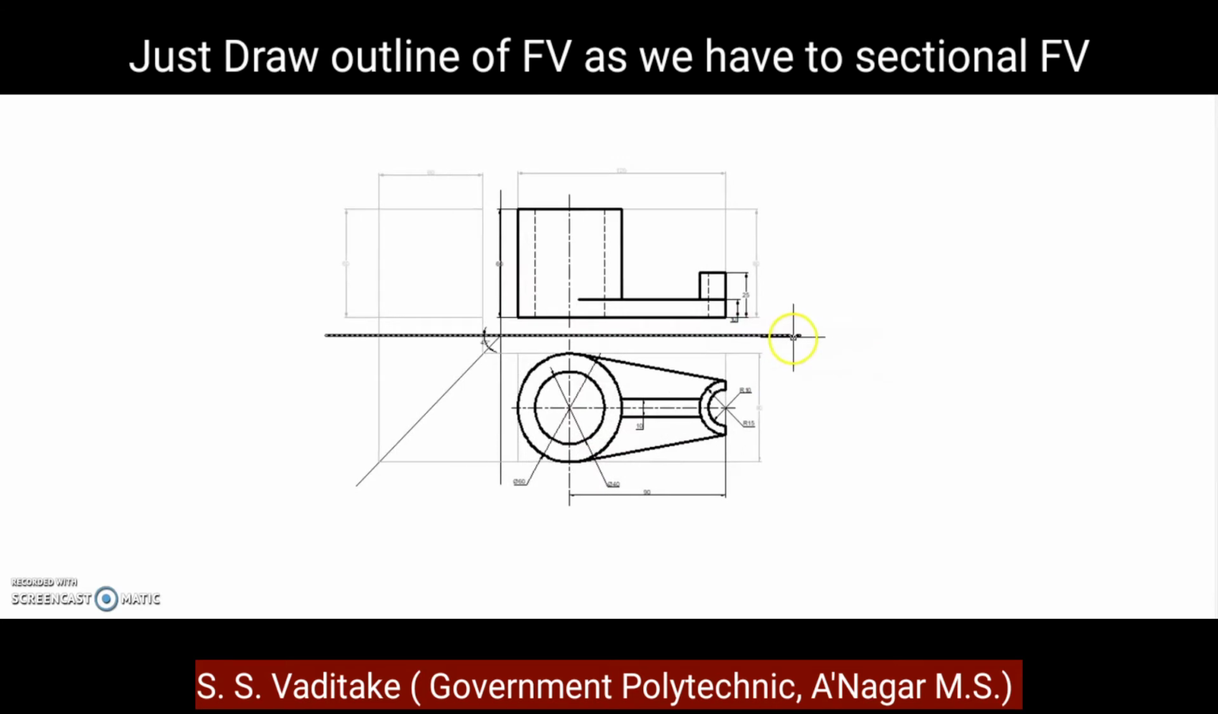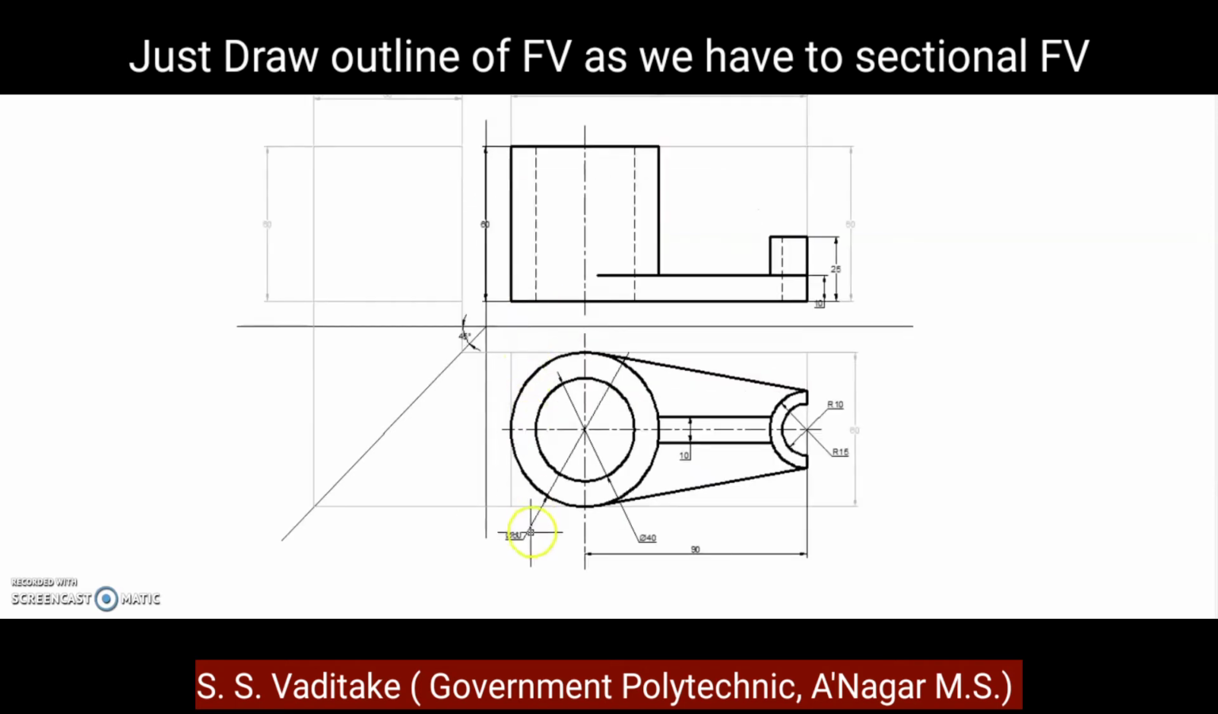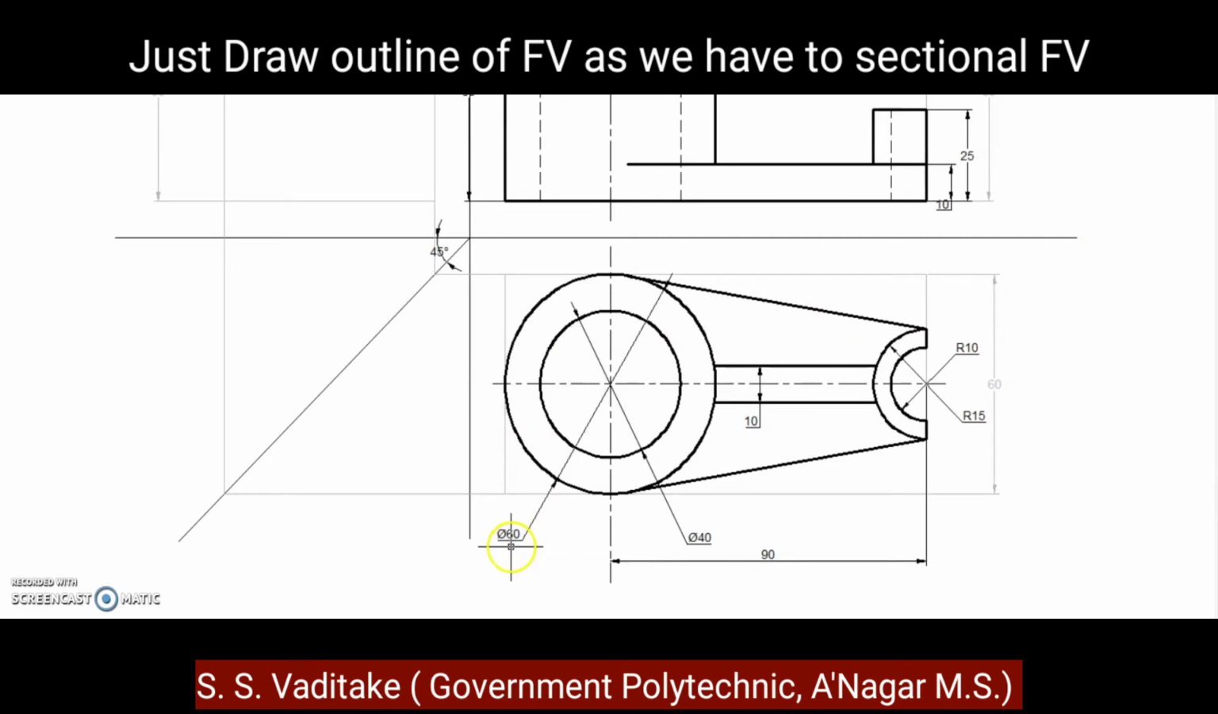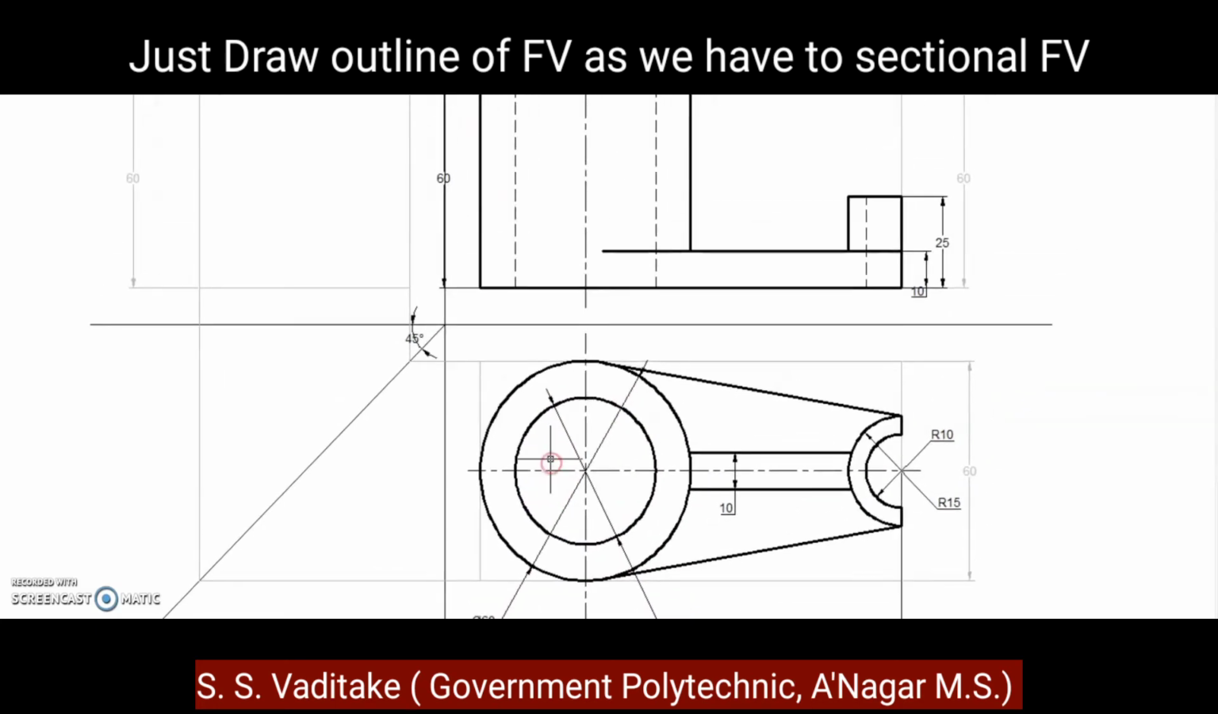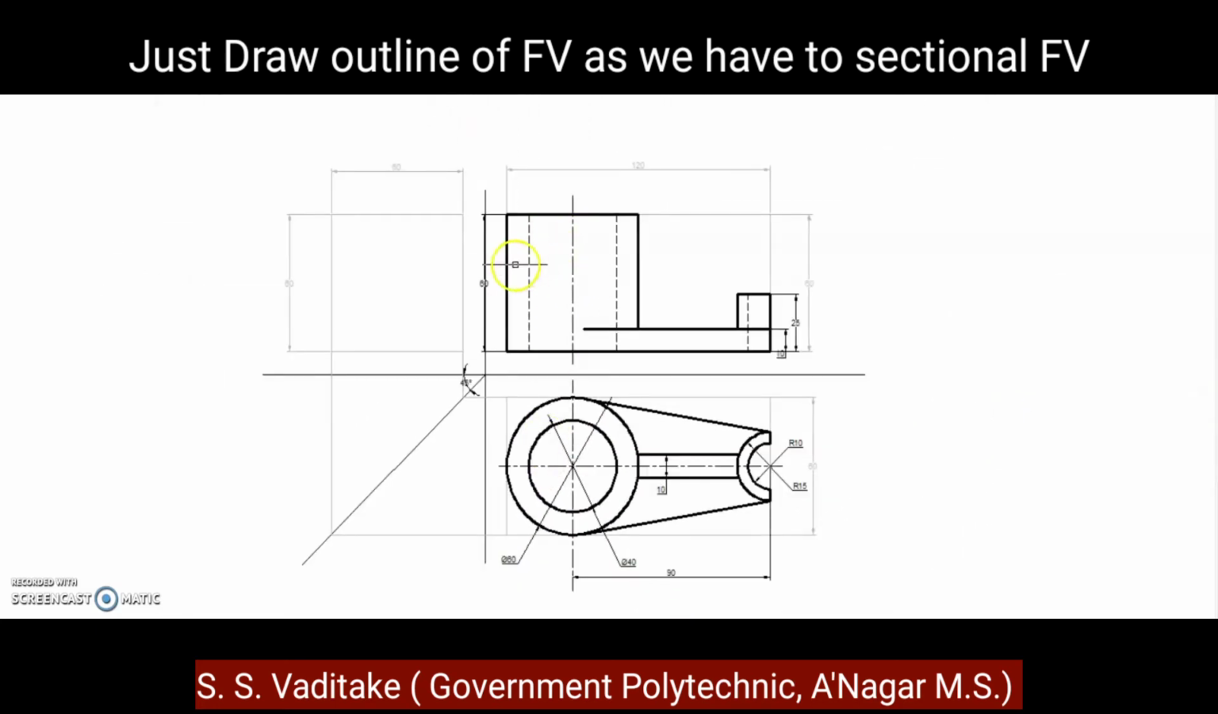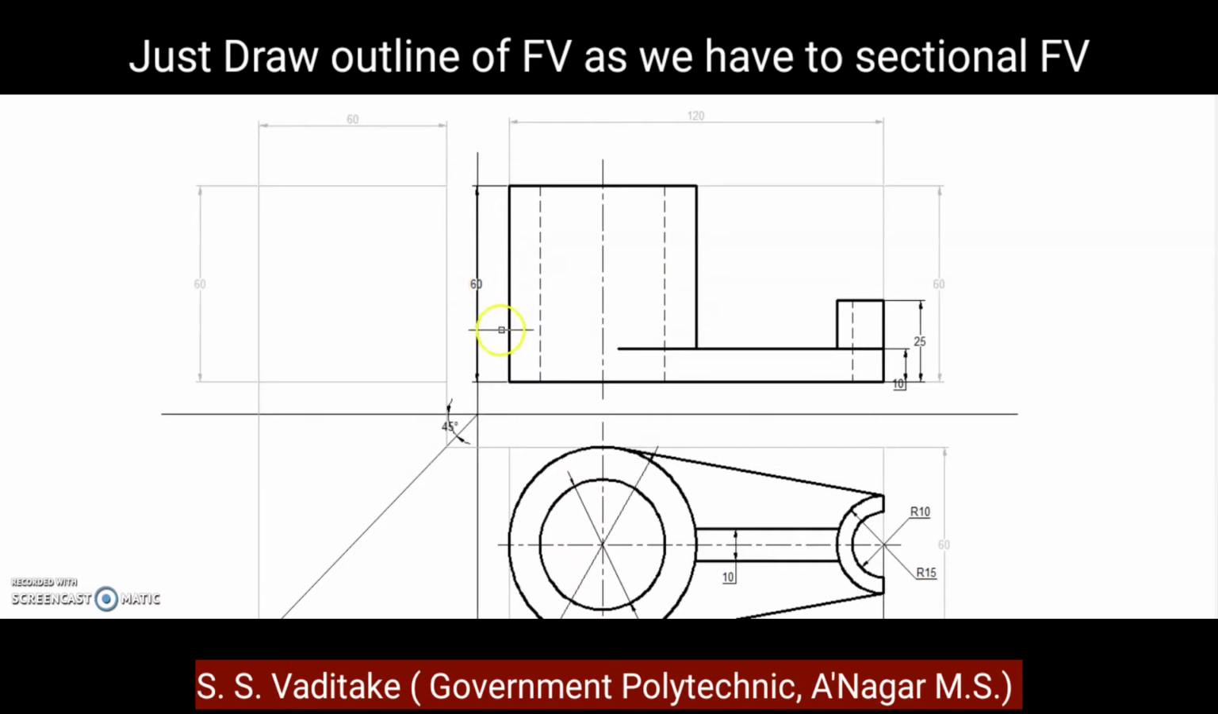Now we have to draw its right hand side view. So by carefully observing the front view and top view, try to imagine how its isometric view will appear. This is a vertical cylinder having outer diameter 60 and inside diameter 40 millimeter, means this hole is drilled within this cylindrical portion, and its height is 60 millimeter.